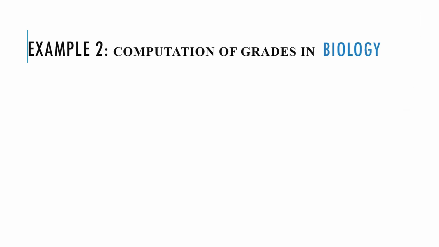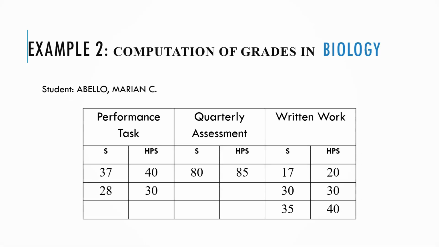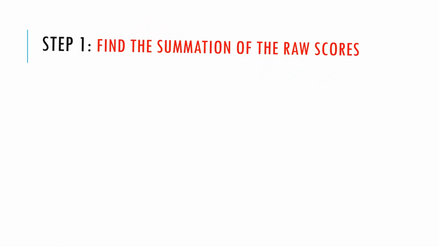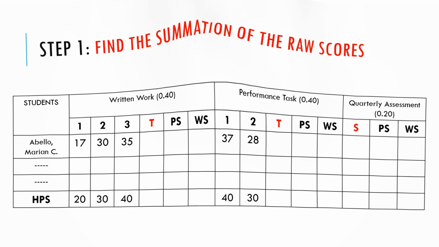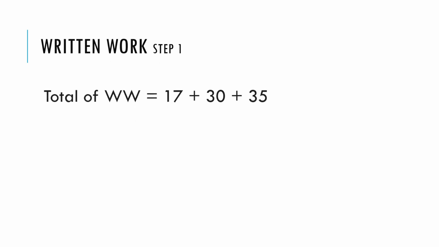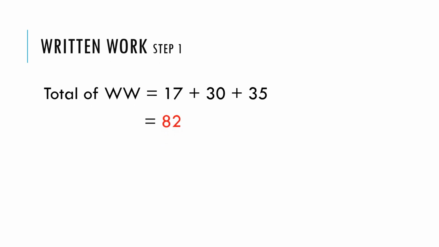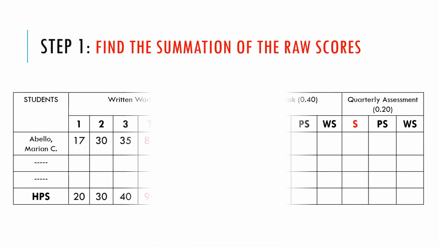We have the second example, computing the grades in Biology of Abello, Marian C. The same process and steps will be used. The only difference is that the weight of the components differs from the previous example. Since the subject here is biology, and biology is under the branch of science, therefore, the weight of components that you are going to use is under science. Watch and see the difference!